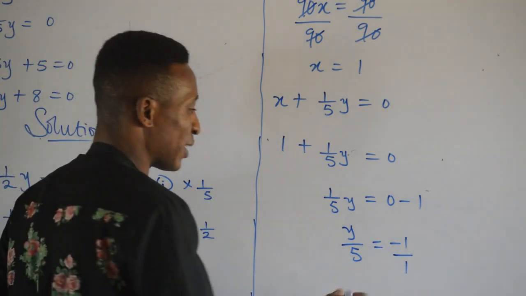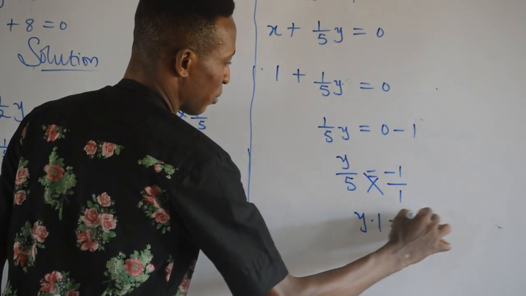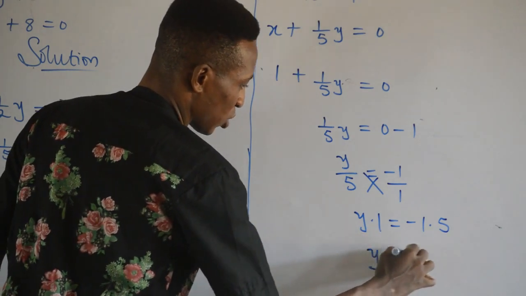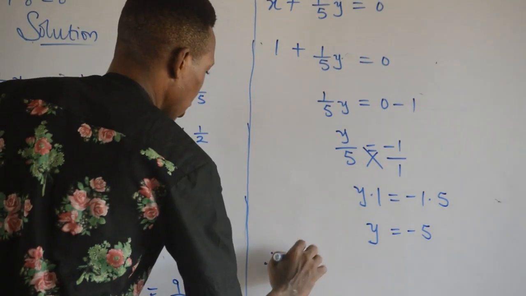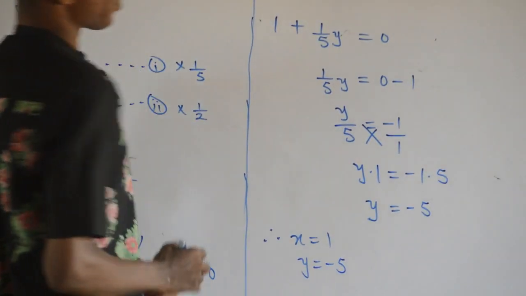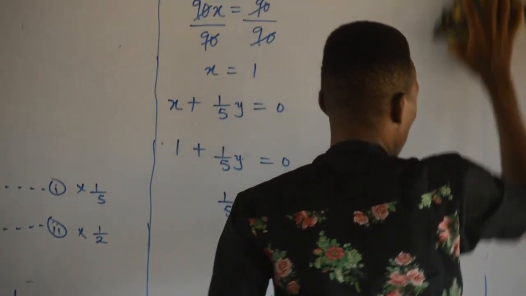So to get our final answer now, cross multiply. Y times 1 equals to minus 1 times 5. So y times 1 gives you y equals to minus 5. So therefore you can now say your x equals to 1 and your y equals to minus 5. So let's check and see if the solution is correct or wrong.